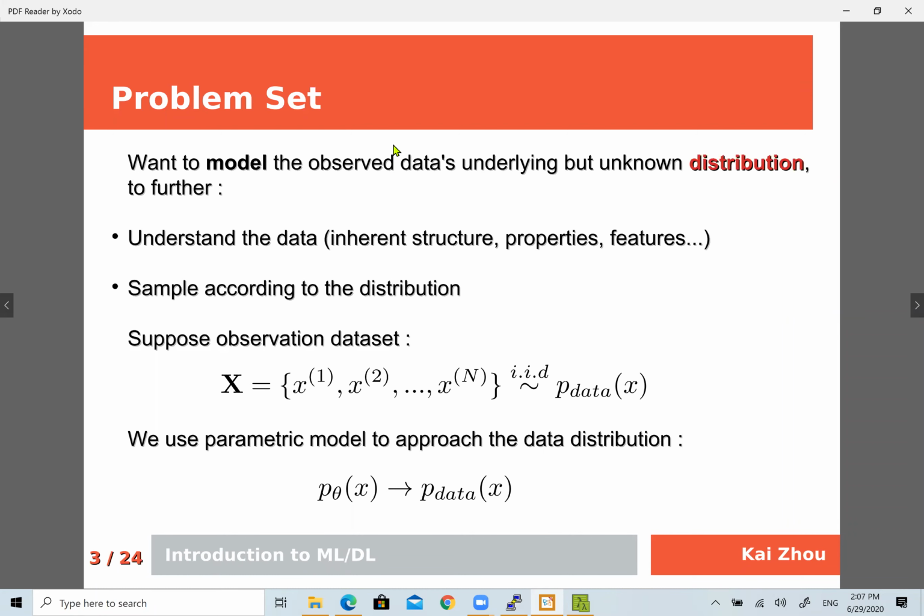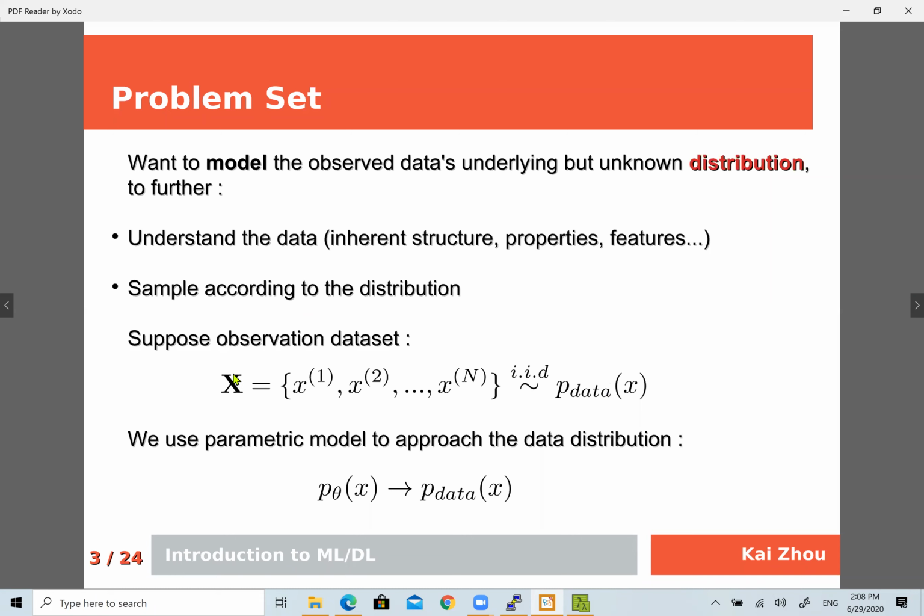So we assume all of our observations must have some underlying but unknown distribution. We can call it P data of X. And what generative modeling is trying to do is to understand this data, including its inherent structure, its properties, or some useful features that can represent the data much more efficiently. Another purpose is to have the ability to sample according to this unknown data distribution. Usually we assume the observed data set has the IID property, identically and independently distributed according to some underlying distribution function. This is just to remind you again.